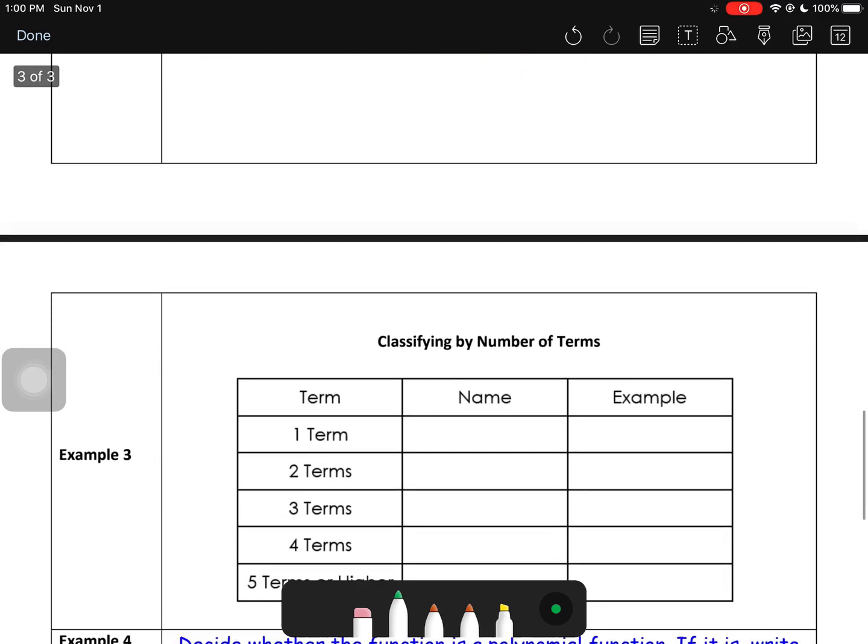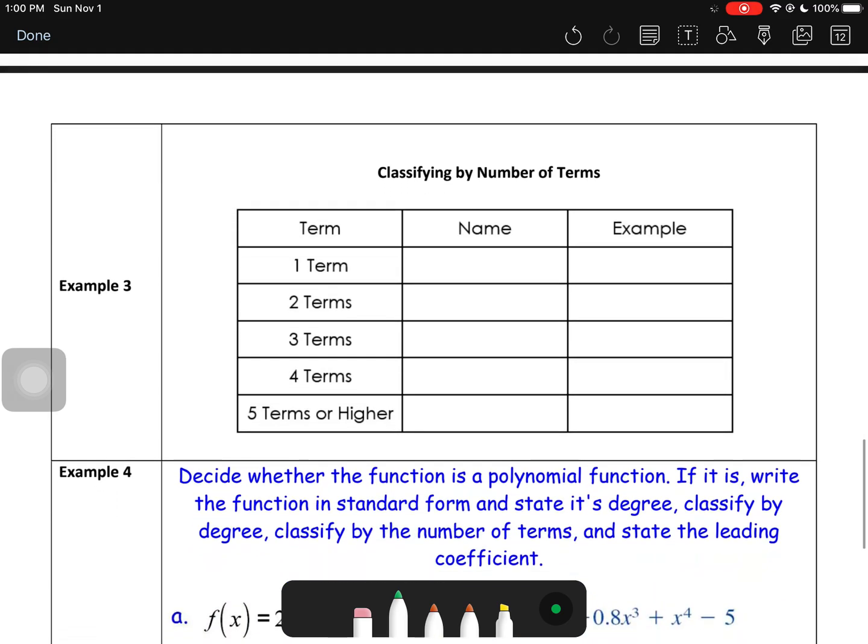Okay, so moving on, we also want to classify by the number of terms that we have in a polynomial. So if it's one term, remember that that's a monomial. 2x, a single term, and the term is joined by multiplication or division. We have separate terms if it is addition or subtraction.